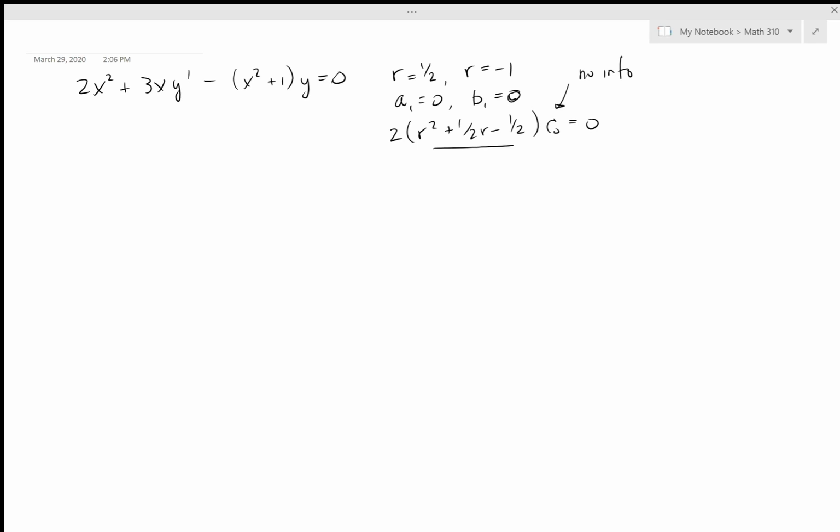All right, now let's take a look at the coefficients.